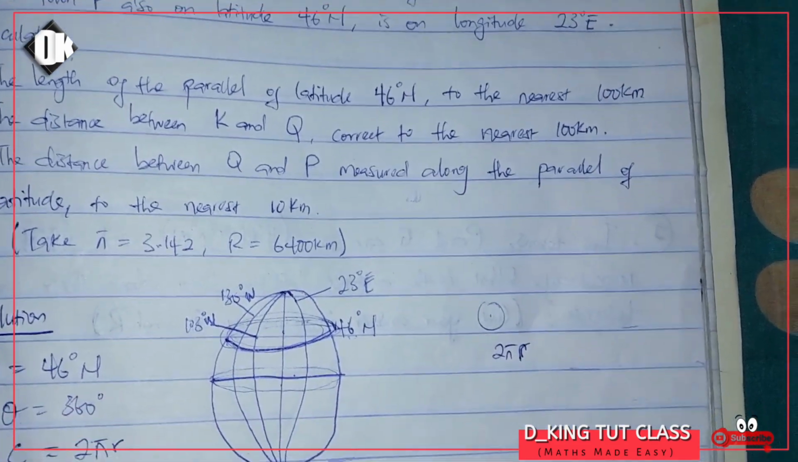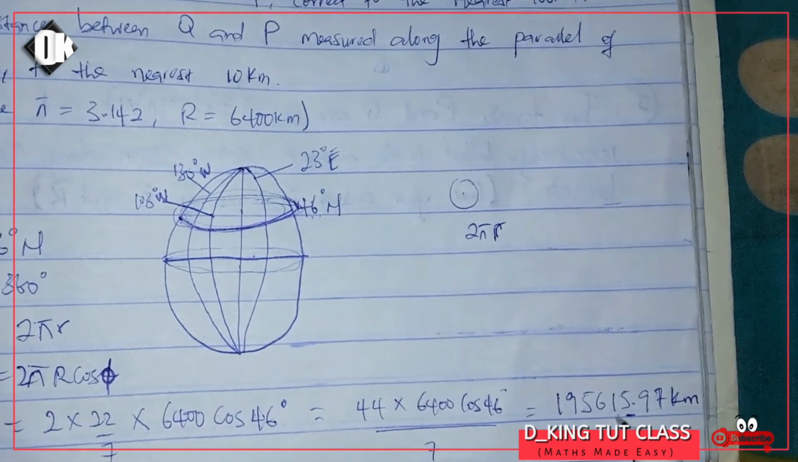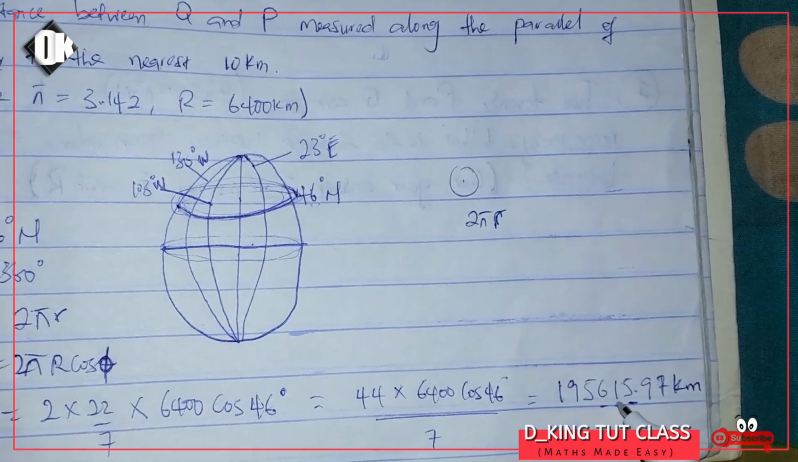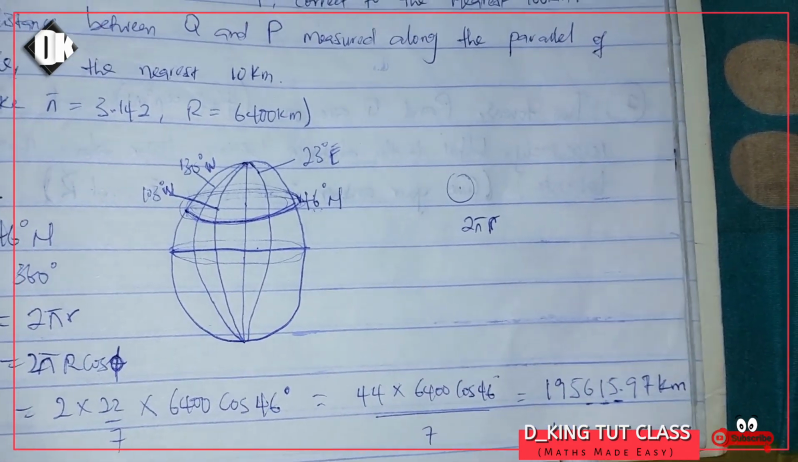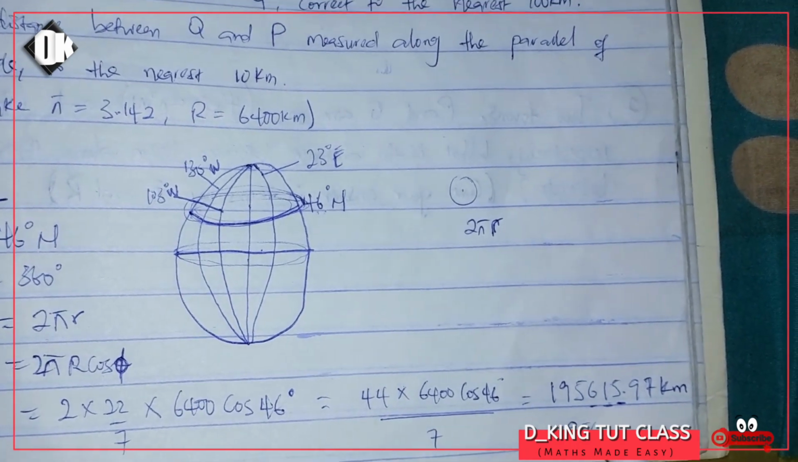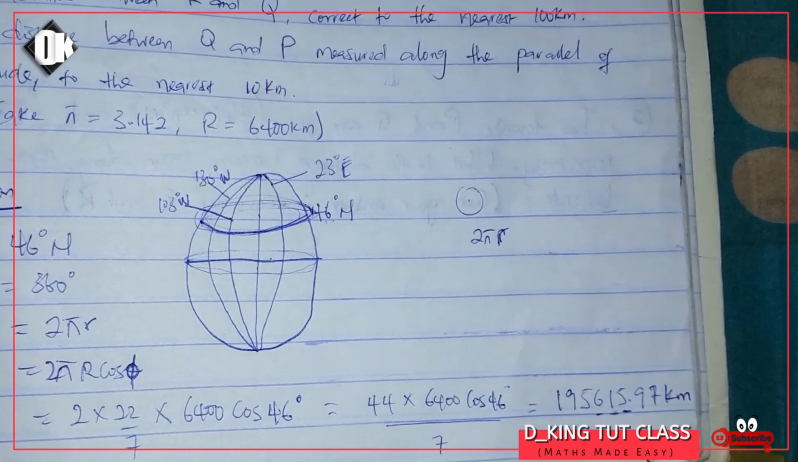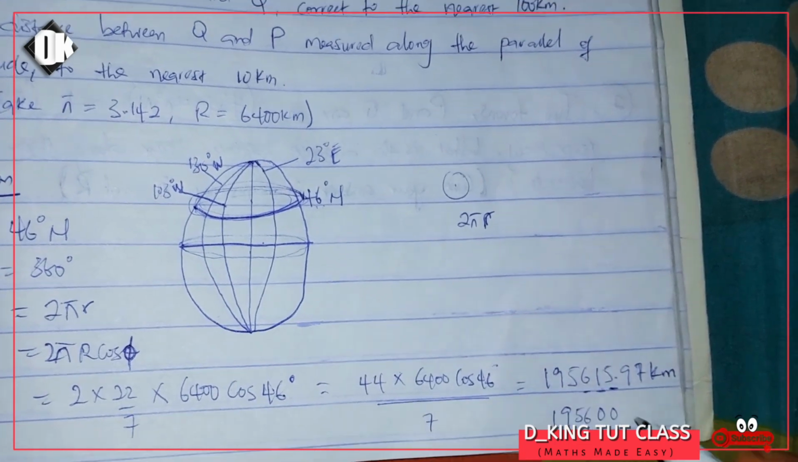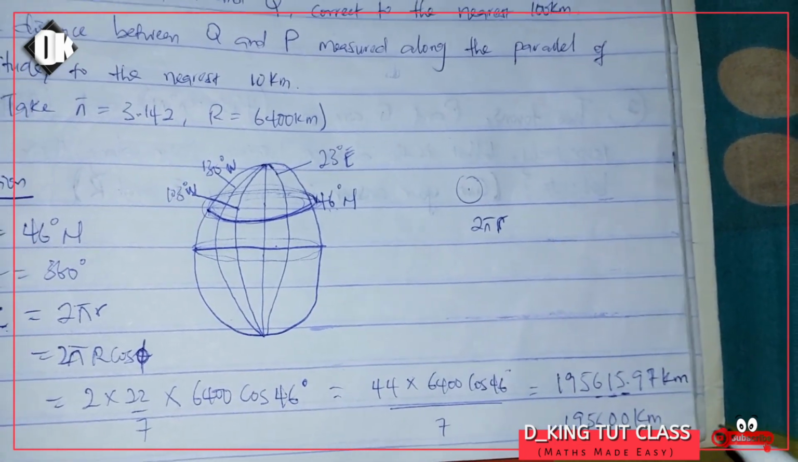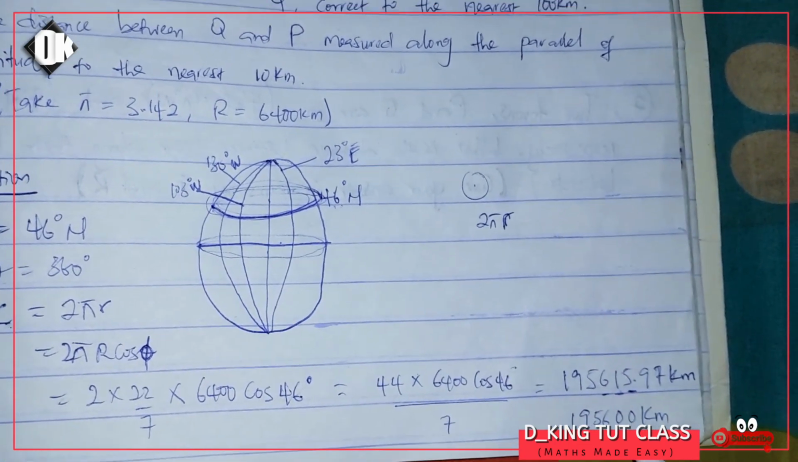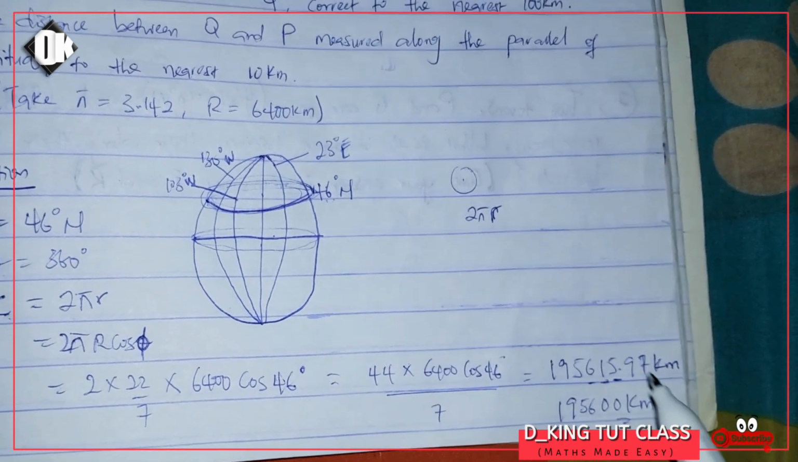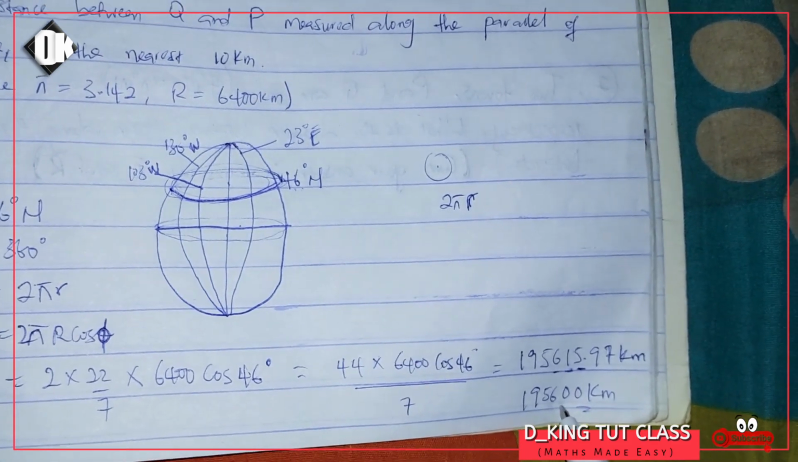That's unit. This is my unit, this is my tens, this is my 100. So coming from here, that becomes 195,600. The rest is useless. So if I calculate it very well, this should be your answer, to the nearest 100 kilometers.